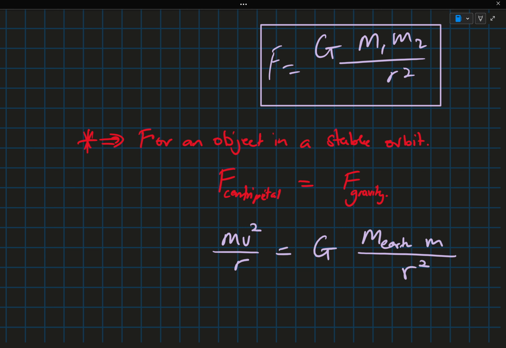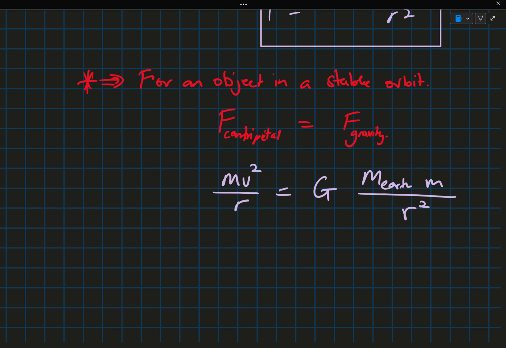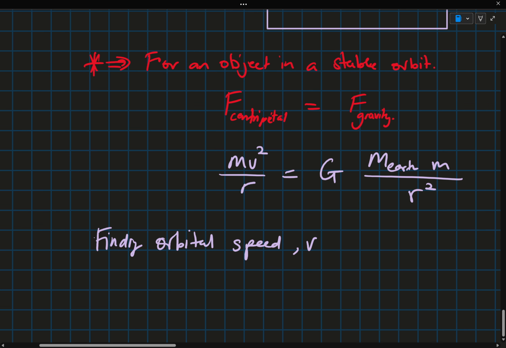All right. So if we were trying to find the orbital speed v, we have to cancel the m. So finding orbital speed v, we have v is now equal to what?